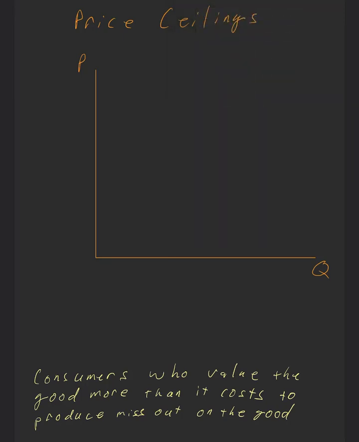So we have a downward sloping demand curve. We have an upward sloping supply curve. Just our normal market setup. So for a price ceiling to be effective, you have to remember that you want to hold the price below the equilibrium situation, right? We can't have a situation where the ceiling is above equilibrium, because in that case, the price will just be the equilibrium price.